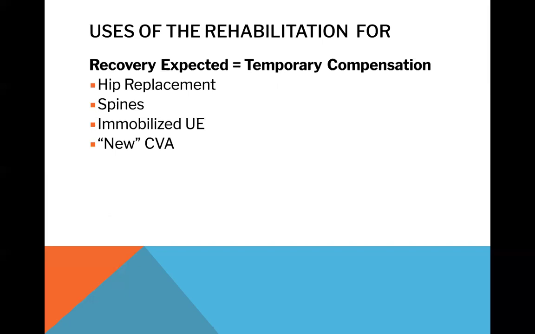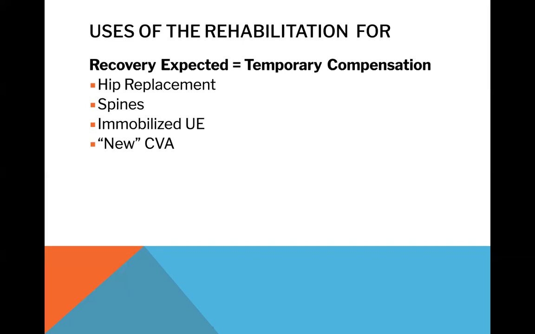Some uses of the rehabilitation frame of reference is when recovery is expected, there's a temporary compensation parameter. So think of anyone that gets their hip replaced. I can give you an example of my father getting his hip replaced. When my father got his hip replaced, the doctor said 4 to 6 weeks of recovery. He was utilizing adaptive equipment as well as some compensation strategies to ensure that his precautions were actually followed.